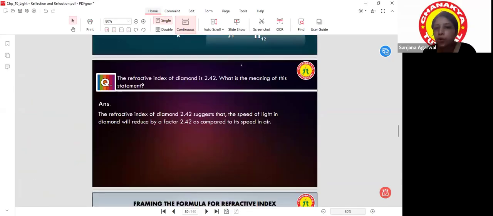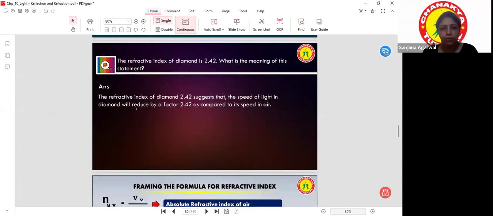The refractive index of diamond is 2.42. What is the meaning of this statement? Very simple. The refractive index of diamond being 2.42 suggests that the speed of light in diamond will be reduced by a factor of 2.42 compared to its speed in air.